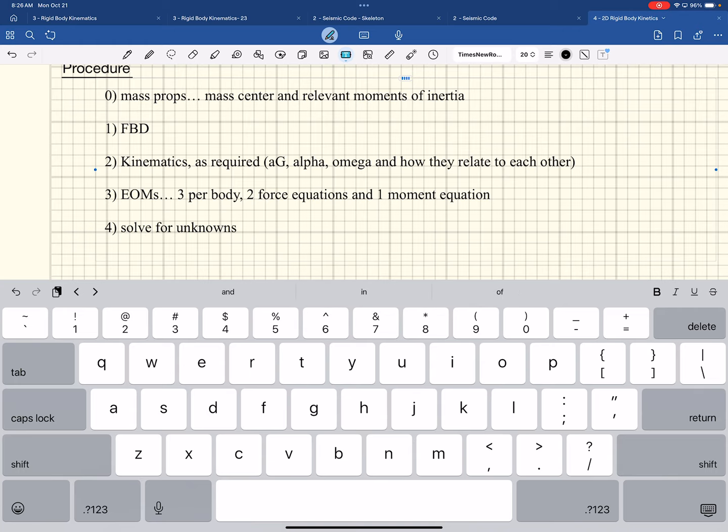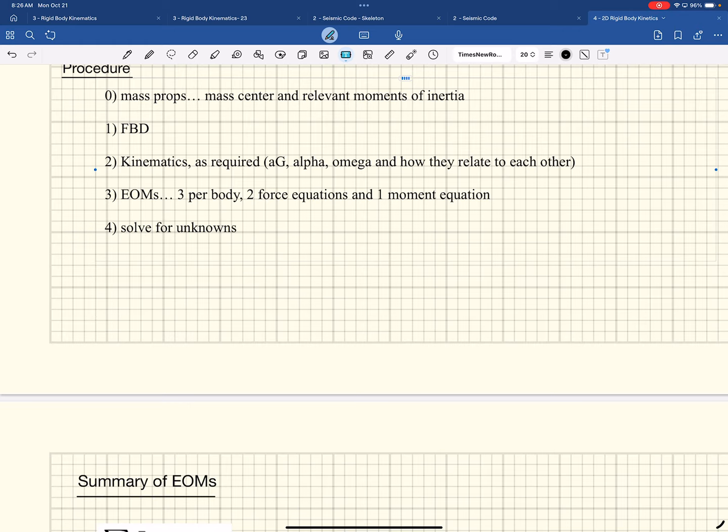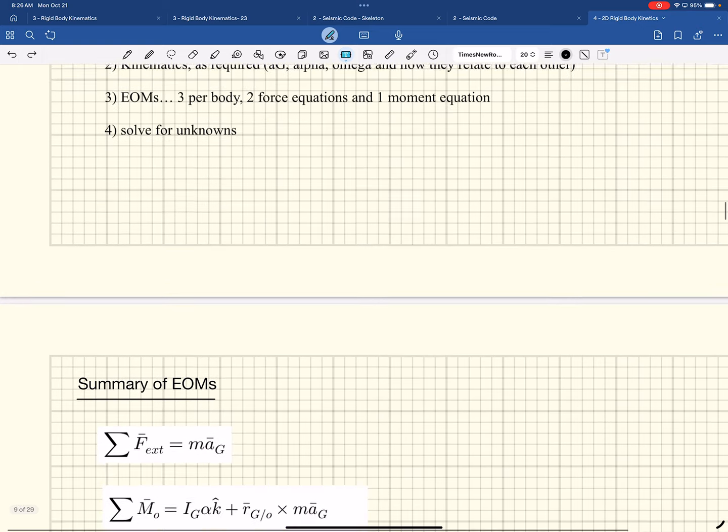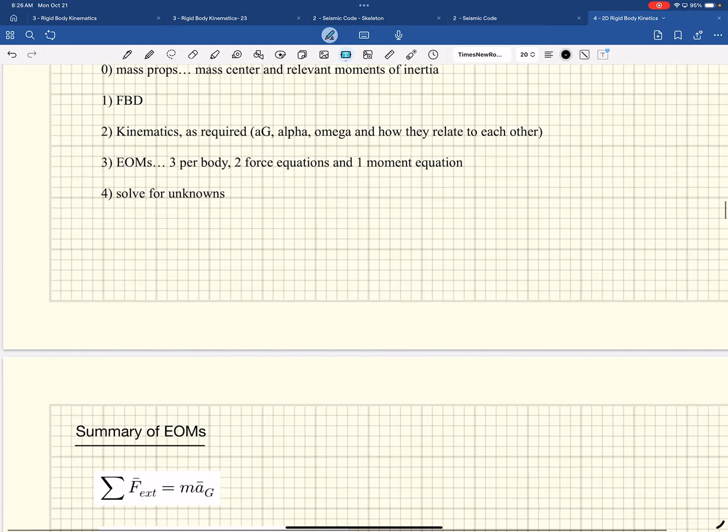Okay. This process you should be used to, right? This is the same process we did for particles. It's just now we've added in this extra moment equation basically, right? And the concept that those forces are mass times acceleration. Okay. Everybody cool? Cool.